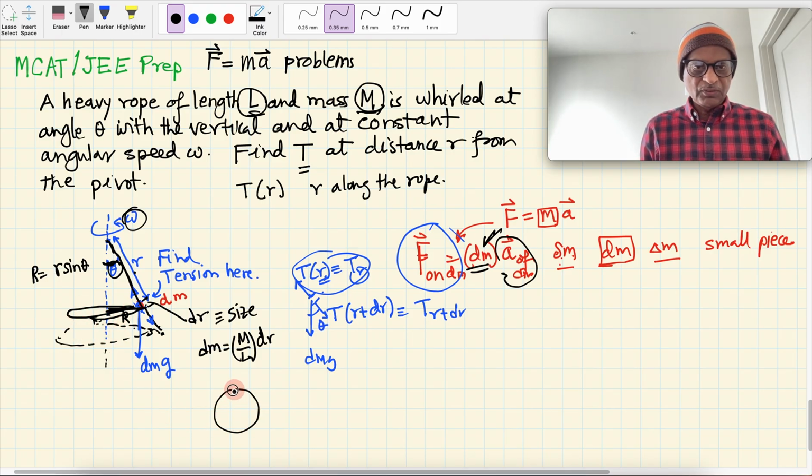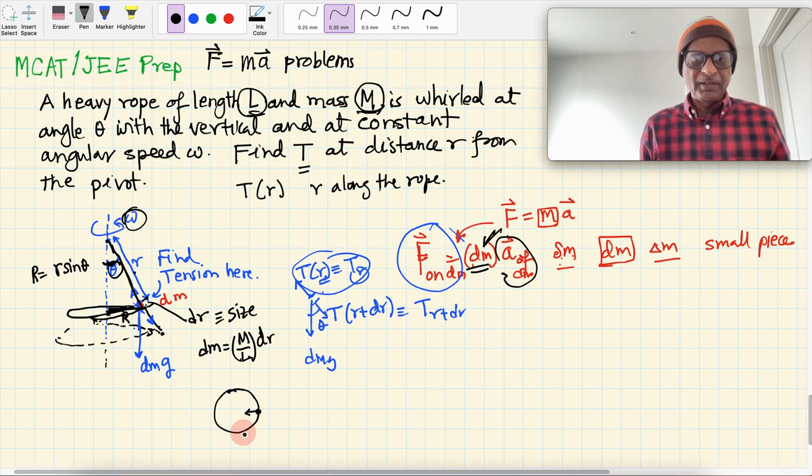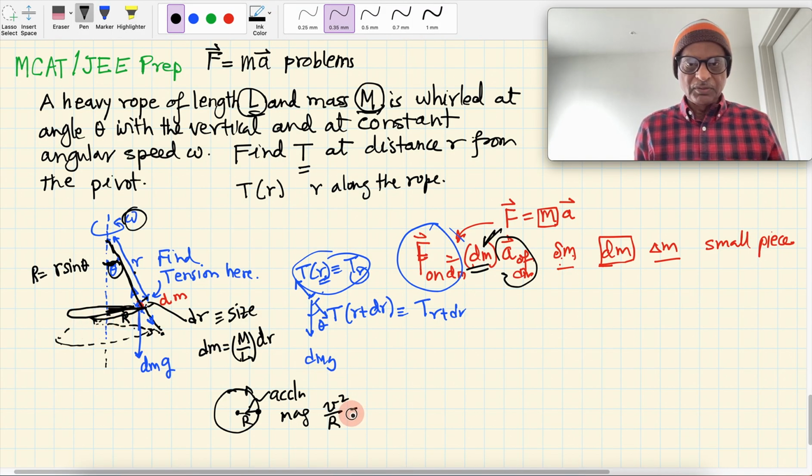So if I look at something in circular motion from the top, and it's going that way, the acceleration will be towards the center. So the acceleration will be like that, and its magnitude will be v squared over capital R. This was R. So what's the v? If it's going at omega in a circle of radius capital R, then this will be omega times capital R squared over R. So this is omega squared R.